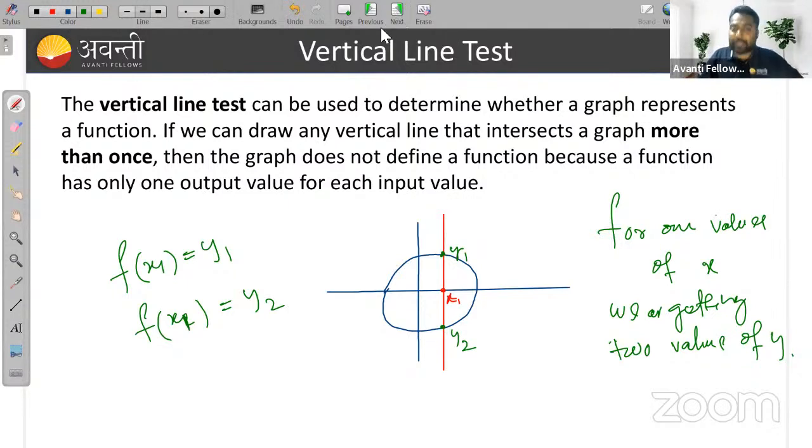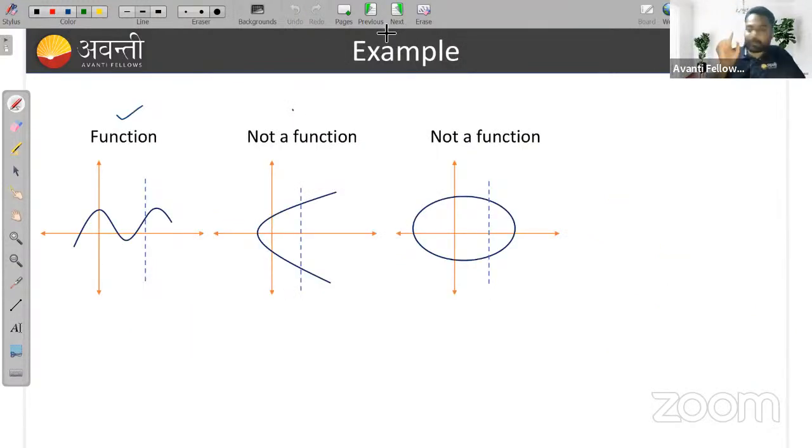So let's see. Here we have 3 examples. For the first one, when I am drawing the vertical line, this dotted line is my vertical line, and this is my y is equal to f of x. So tell me whether it is a function or not. Yes, it is a function, because the vertical line intersects the given curve at a single point. That's why it is a function. Simple.